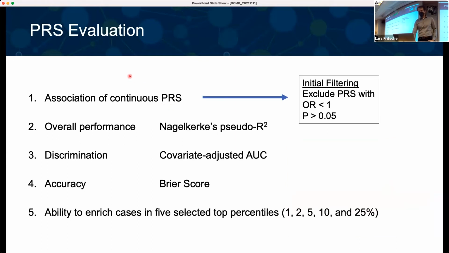And so the metrics that we used are initially the association of the continuous PRS with the trait of interest, because those methods, even if we have all the data, they don't work.